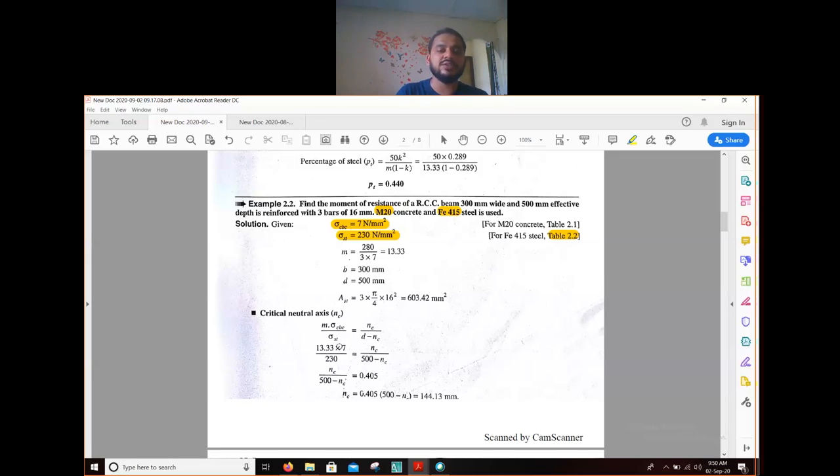So put all the values in this equation. The only unknown is our NC. You will get the value of NC as 144.13. That will be the depth of the critical neutral axis. Now our next aim will be to find out the actual neutral axis.